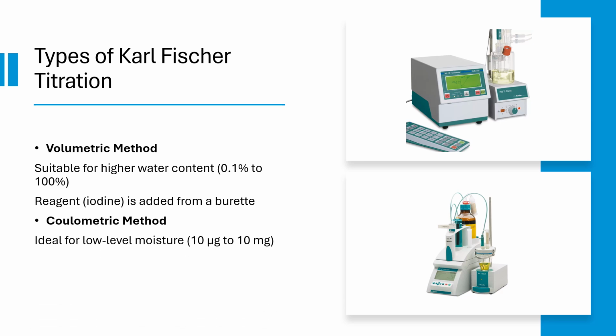Next one is the coulometric method. This is the method of choice for low-level moisture detection, from as little as 10 micrograms up to 10 milligrams of water. Here, instead of adding iodine directly, the iodine is generated electrochemically from the iodide at the anode, right? Each method is chosen based on how much water is expected in the sample, ensuring accuracy across the different ranges.